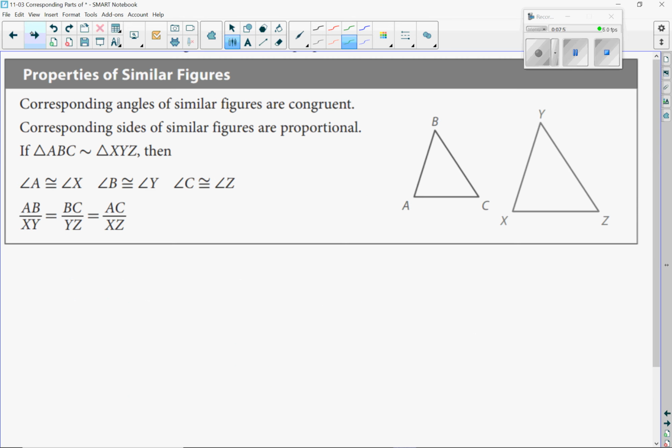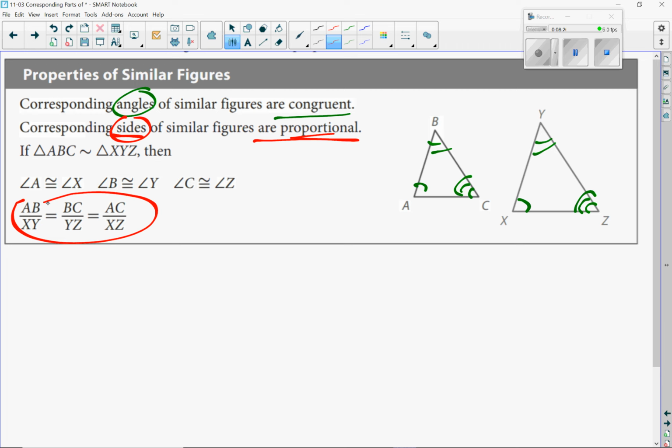Okay, so this is kind of repeating what I just said. If figures are similar, then all the corresponding angles are congruent: A is congruent to X, B is congruent to Y, C is congruent to Z. The angles are congruent, but the sides are proportional. So that's what they've got here. The ratios of the sides are all the same, and that's the corresponding sides.